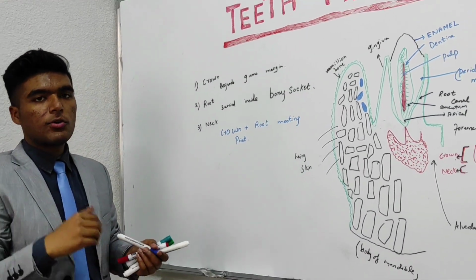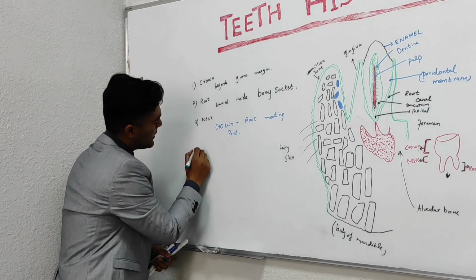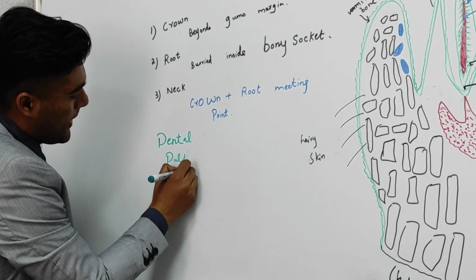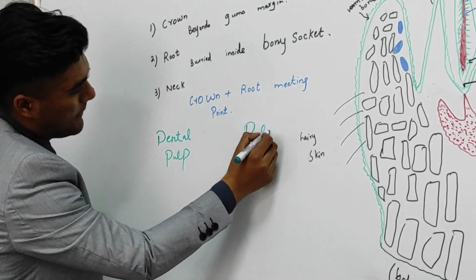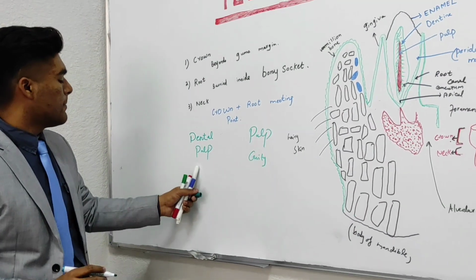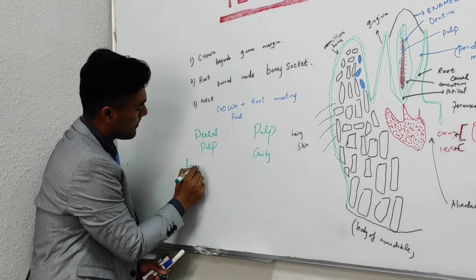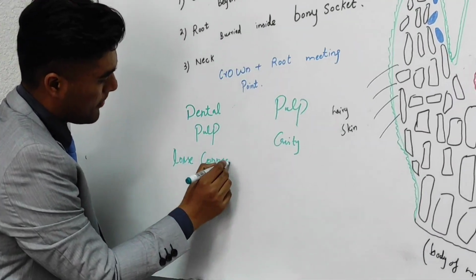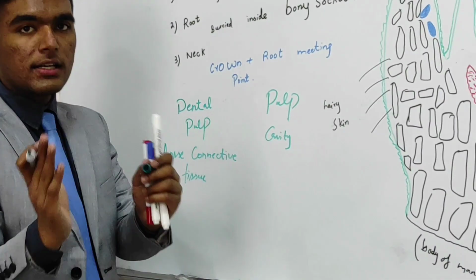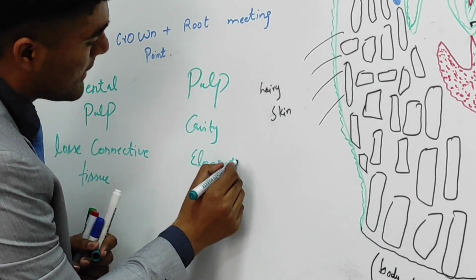Now, further discussing cavities, we have two types of cavities or pulps. First is dental pulp, and second is pulp cavity. Dental pulp is basically the cavity containing loose connective tissues. And the elongated portion in our teeth is known as pulp cavity.